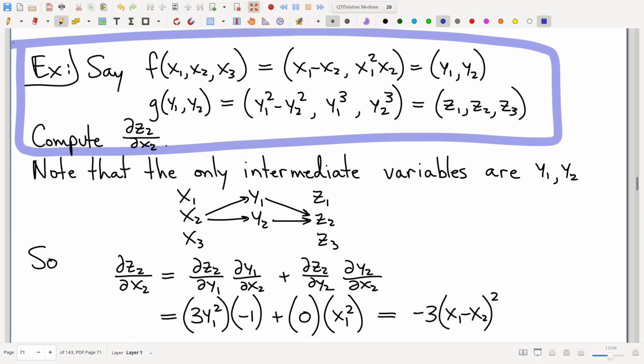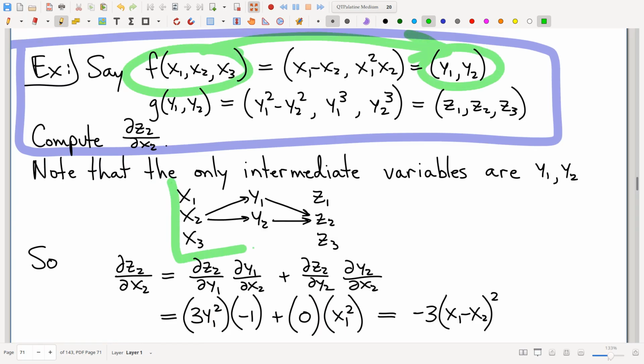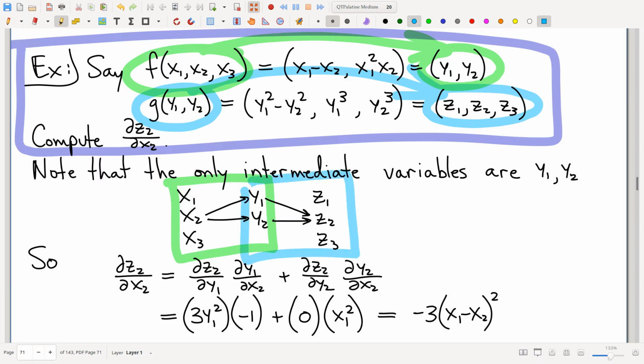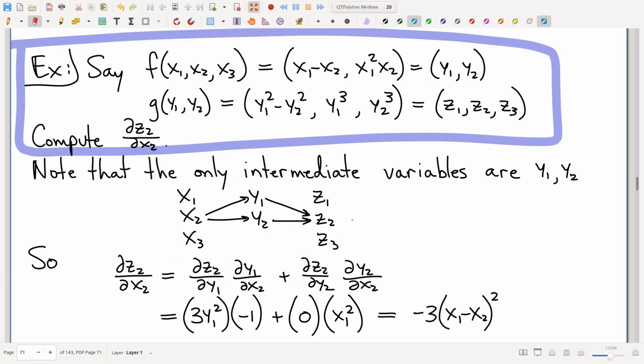So let's do so here. Notice F takes X's as the inputs and gives Y's as the outputs on my diagram. Notice G takes Y's as the inputs and gives Z's as the outputs. Now that I've got my diagram drawn, I can see which variables are where. By the way, I'm interested in the partial of Z2 with respect to X2, there it is.